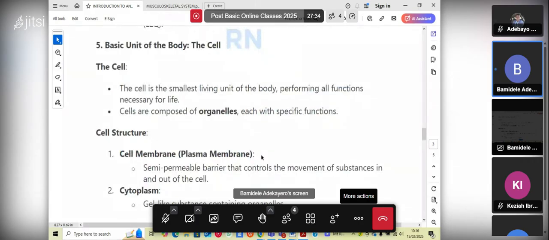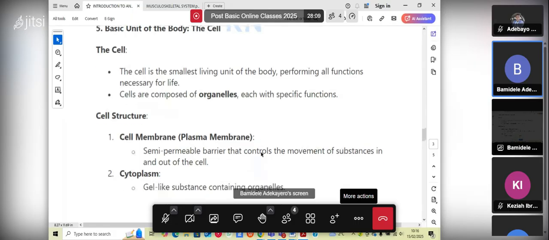Yes, this is very important to the introduction of anatomy. That is the basic unit of the body, the cell. The cell is the smallest living unit of the body. So if the body is made up of cells, I think it's very important that we talk about the cell. Okay. And then they are composed of so many tiny particles called organelles. So cells are the smallest living units. However, they also are made up of smaller parts, and we call them organelles.